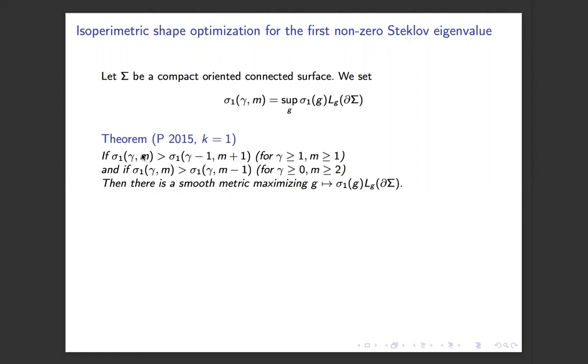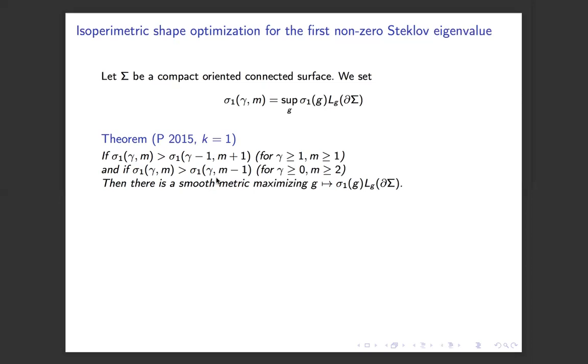So in some sense, if you have strict inequality with respect to lower topologies, then you have a smooth metric maximizing this functional. And then you have these free boundary minimal immersions. So we reduce the problem to proving this gap here, this spectral gap.